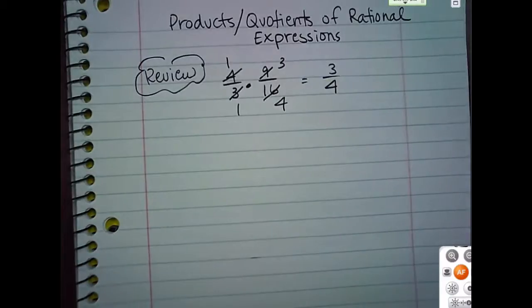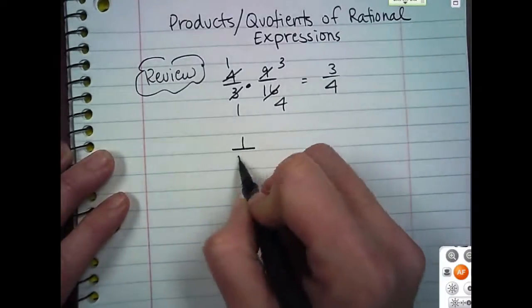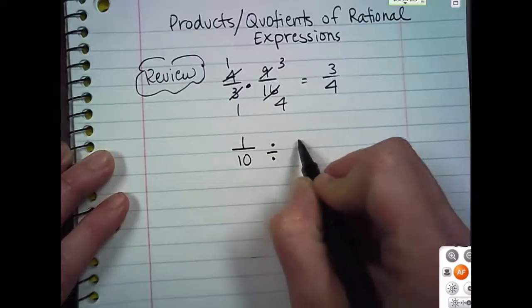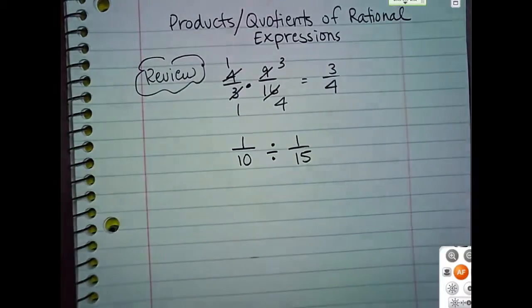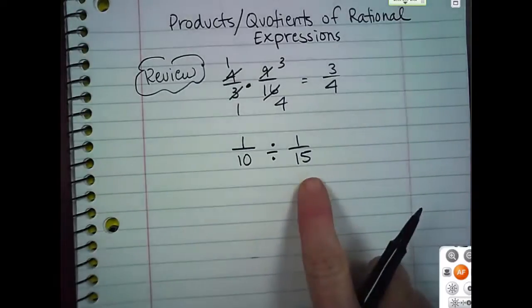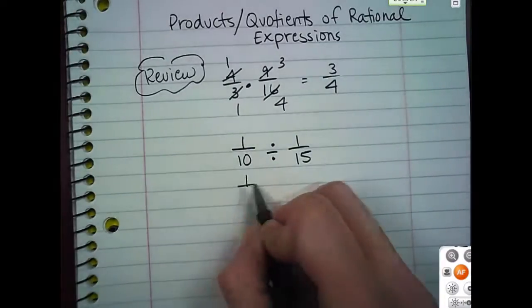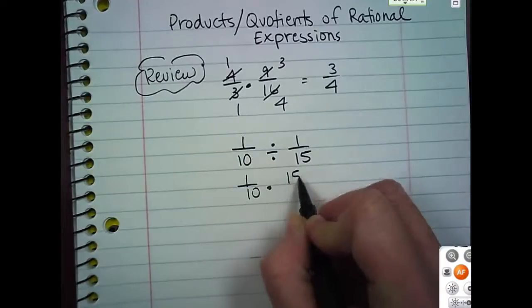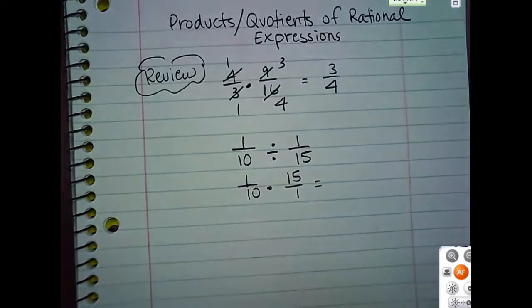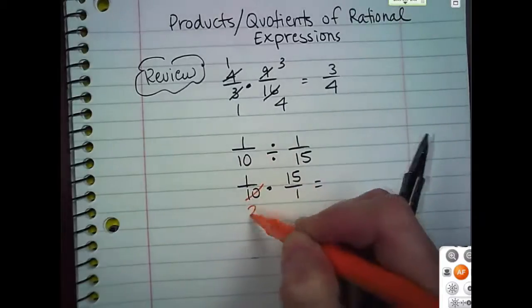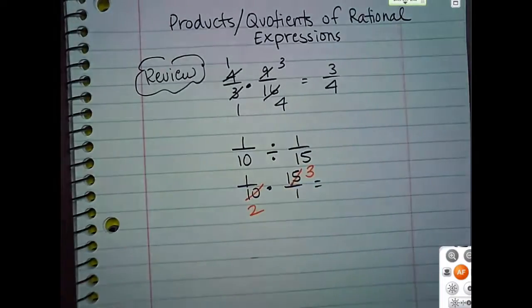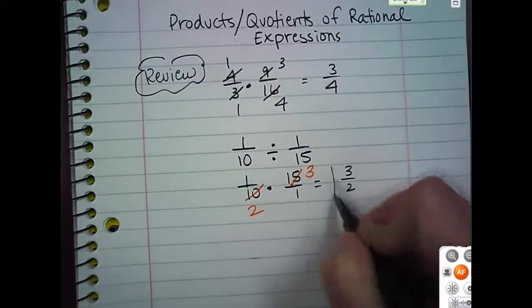Now, for division, here's another one. 1/10 divided by 1/15. What do I change division to? Do y'all remember? Multiplication, and what do I do to the second fraction? Flip it. So 1/10 times 15 over 1. Can simplify now. 5 fits in there 2 times, 5 fits in there 3 times. So you end up with 3 halves.